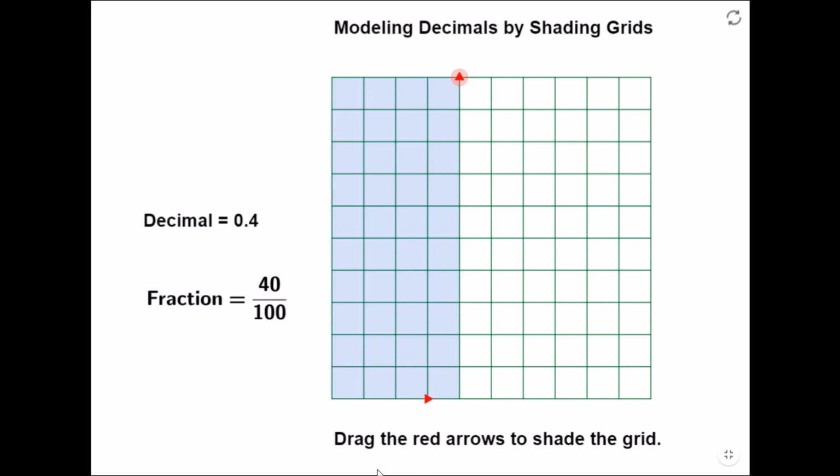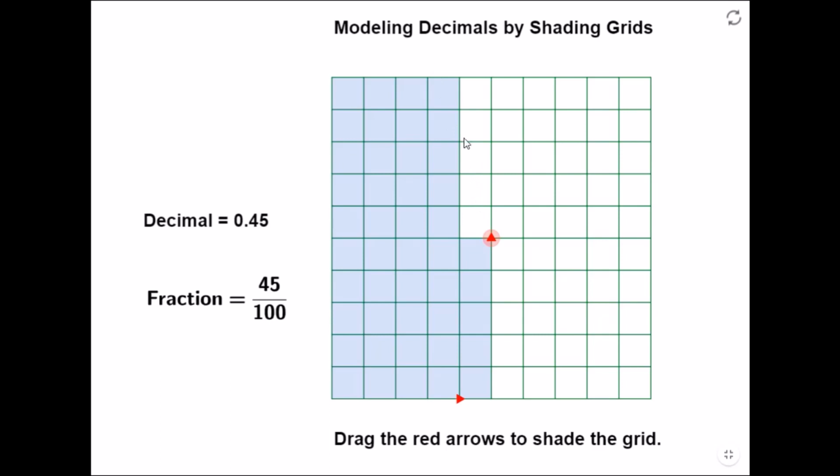Now we're going to be shading 5 more. Wait, we're going to be shading only 5 more. Now 45 is shaded because here we shaded 5 more. Now, as a fraction, it is 45 over 100. As a decimal, it's 0.45.